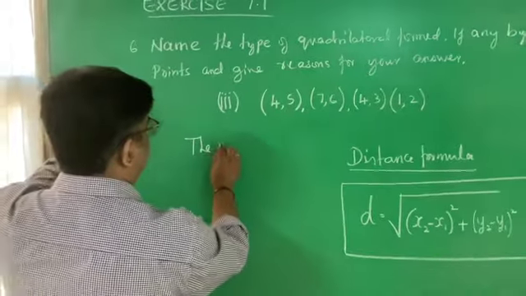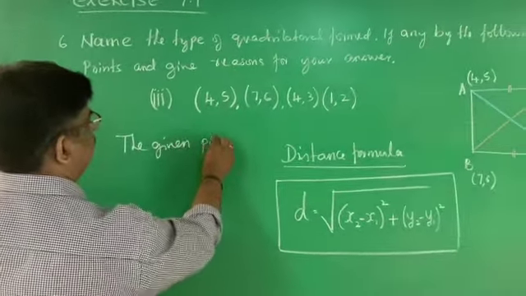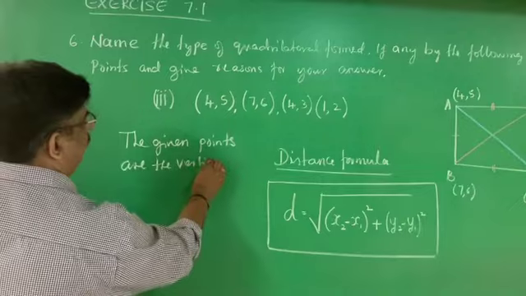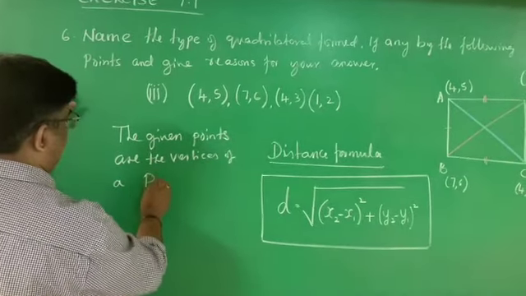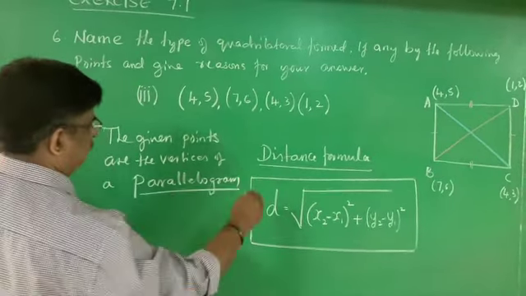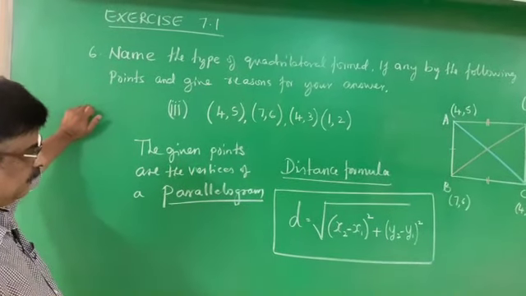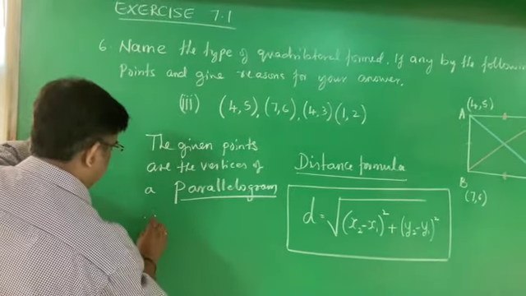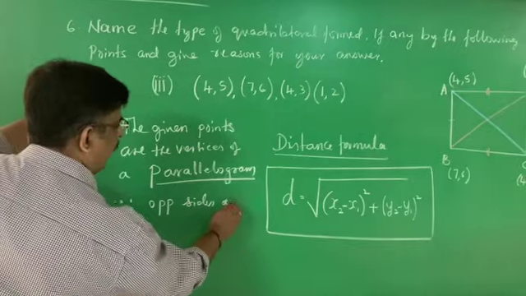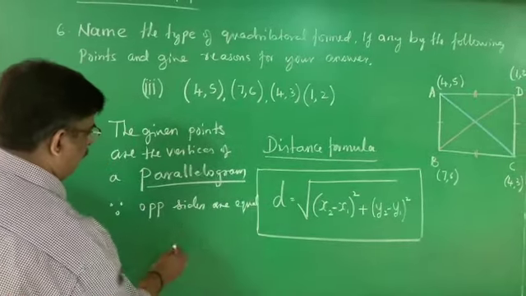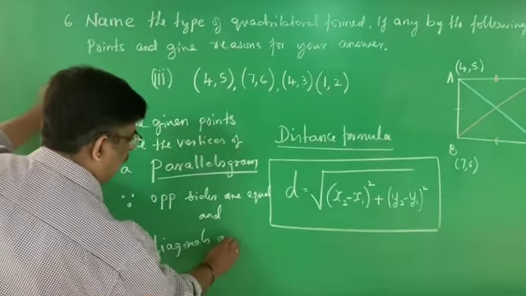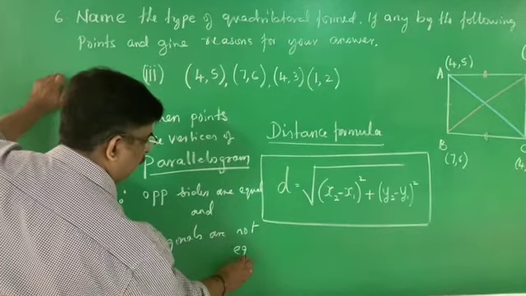See, the given points are the vertices of a parallelogram. Why are they the vertices of a parallelogram? Because opposite sides are equal and diagonals are not equal. That is the condition.